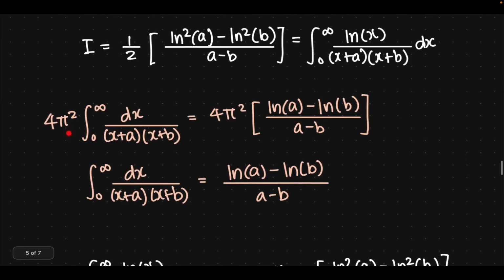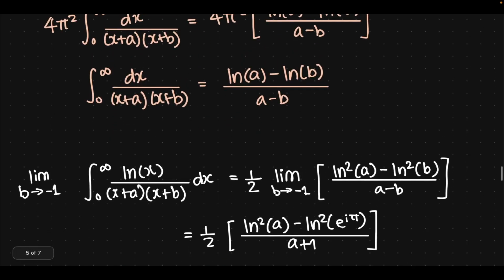So if I equate the real parts with each other, I get the integral from 0 to infinity of dx over (x plus a)(x plus b) equals (ln a minus ln b) over (a minus b), which you can also calculate using partial fraction decomposition. You can write this difference as ln of (a over b) over (a minus b), and you can basically see how that emerges out of partial fraction decomposition.